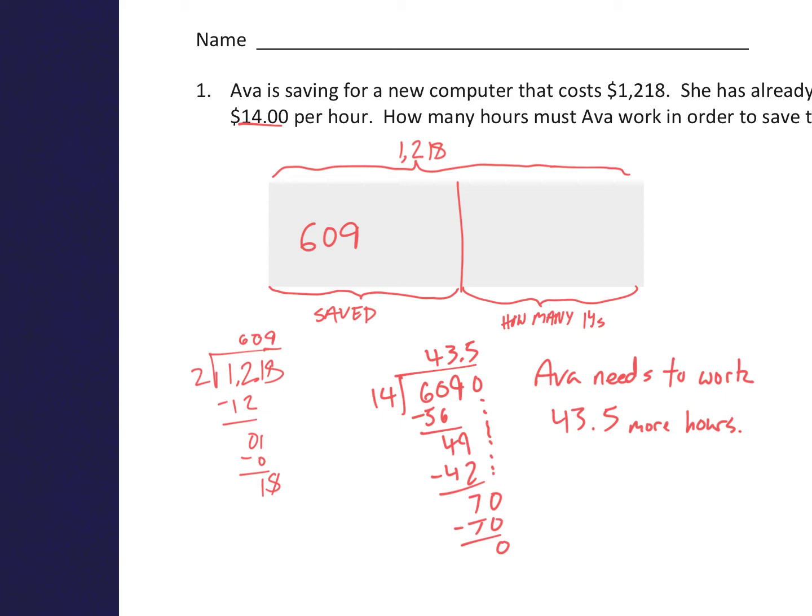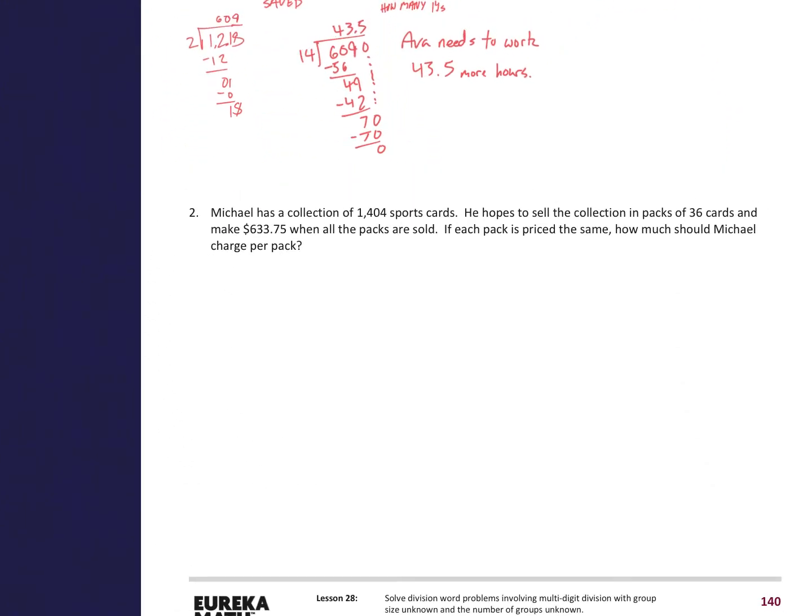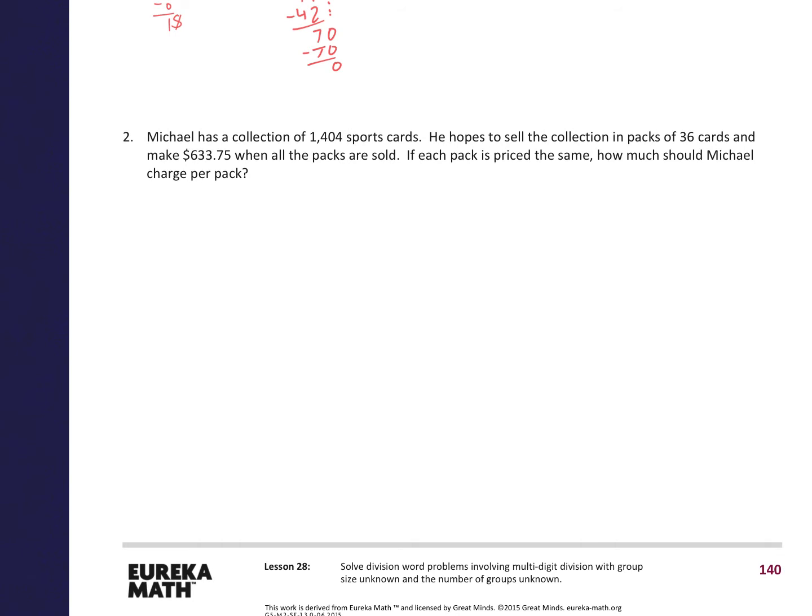All right, most people work 40 hours a week. Not everybody, but that's kind of considered the average. And so she needs to work 43 and a half more hours, making $14 an hour to make the other half that she needs to buy that computer. Kiss your brain if you got these parts right. And let's go ahead and move on to the next section.